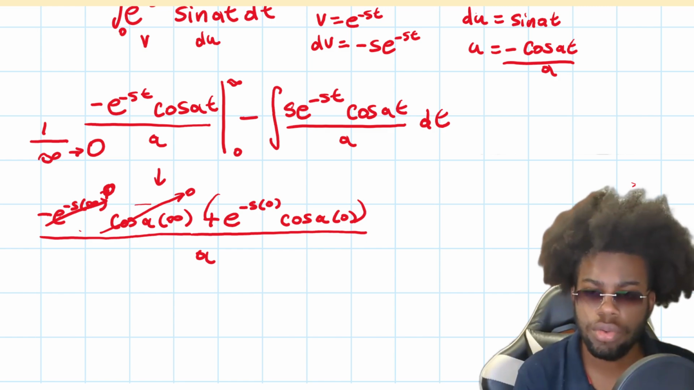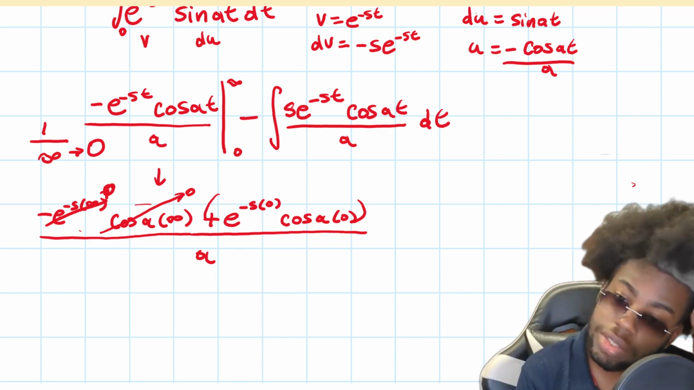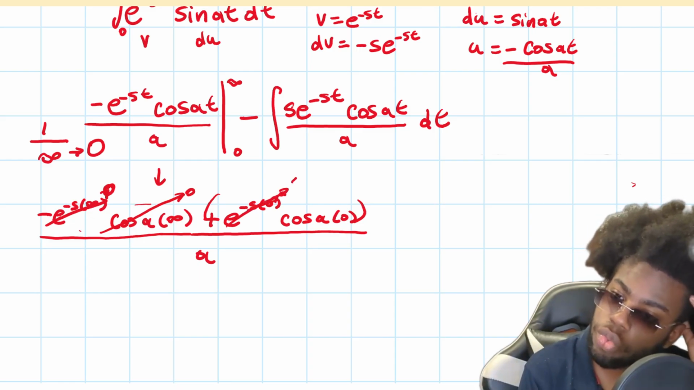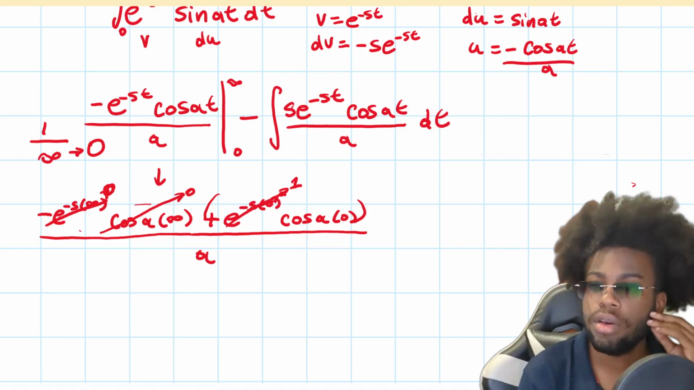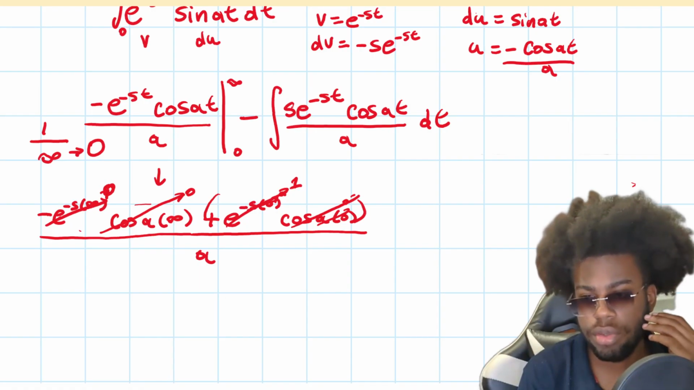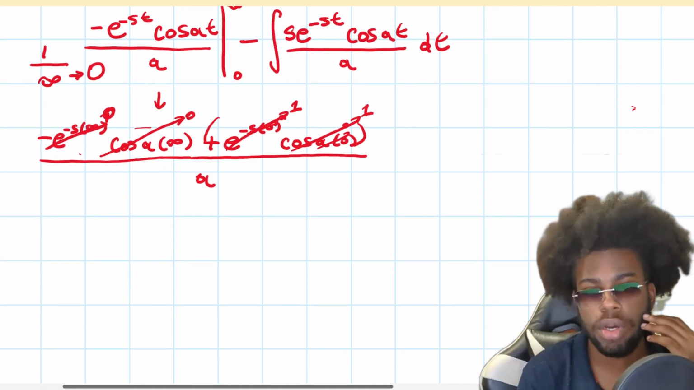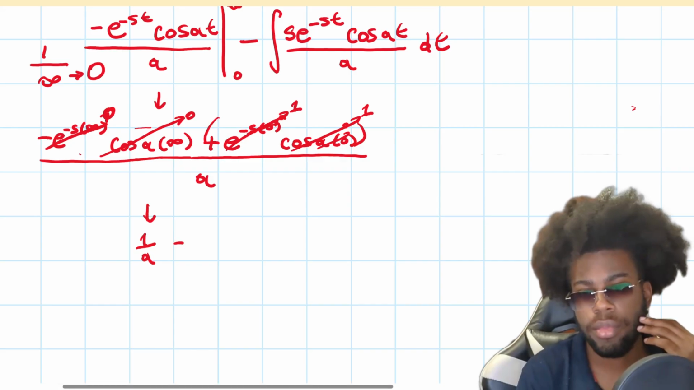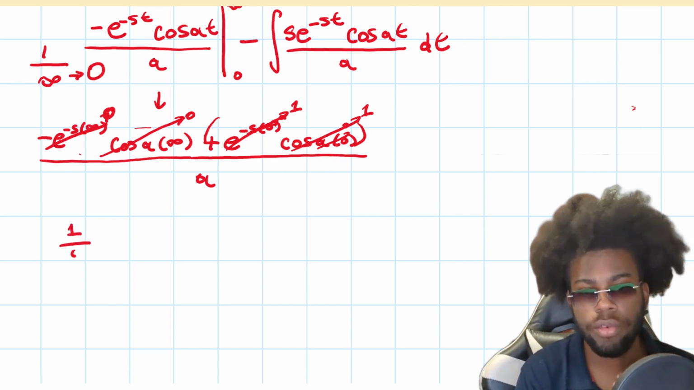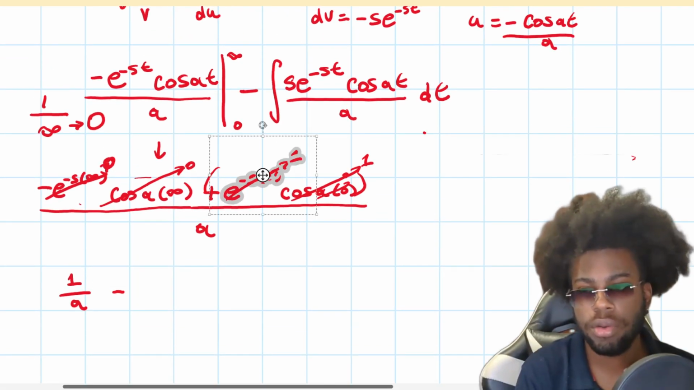Which is now going to give us e to the minus s times 0. Everything up here just goes to 0. E to the 0 is just 1. Cosine of a0 just goes to the cosine of 0, and the cosine of 0 is 1. So all of this boils down to 1 over a minus this integral here.